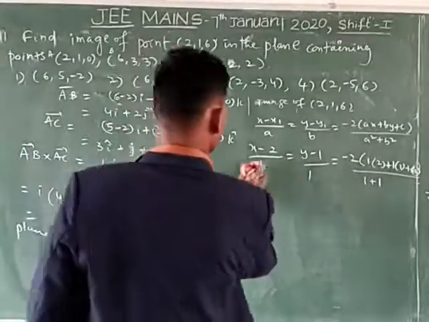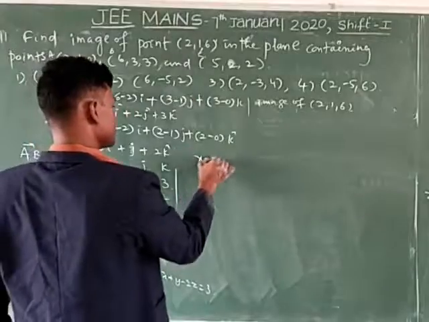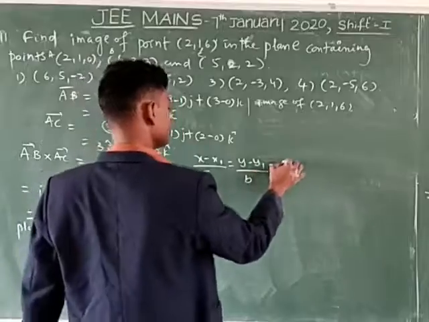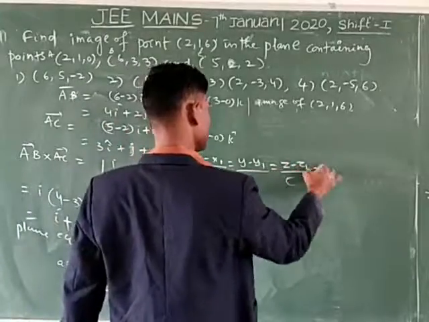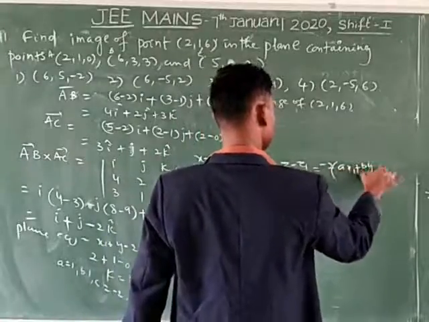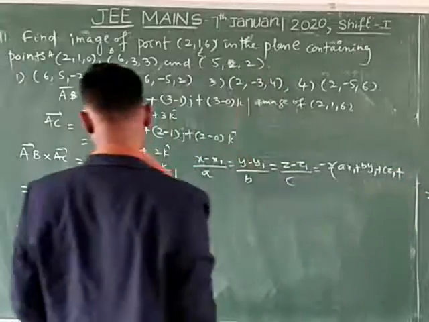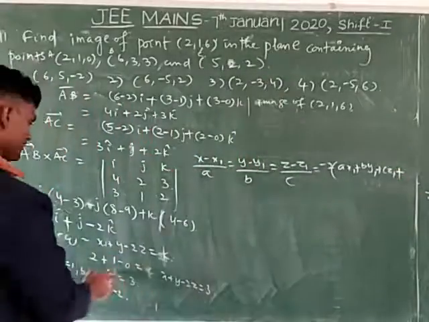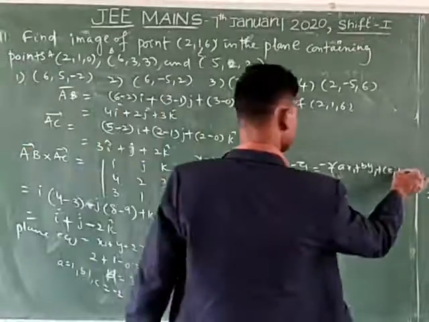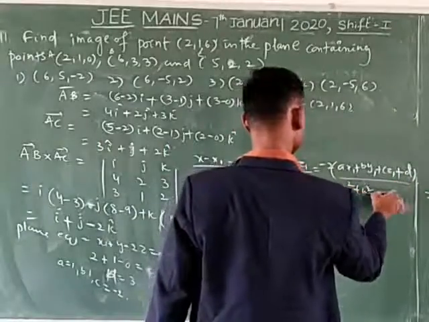Okay, wait children, this is not visible, so I will write here. Here (x minus x1) by a is equal to (y minus y1) by b is equal to (z minus z1) by c is equal to minus 2 times (a x1 plus b y1 plus c z1 plus k), or d, you can write here k, or some d also, no problem, divided by a square plus b square plus c square.